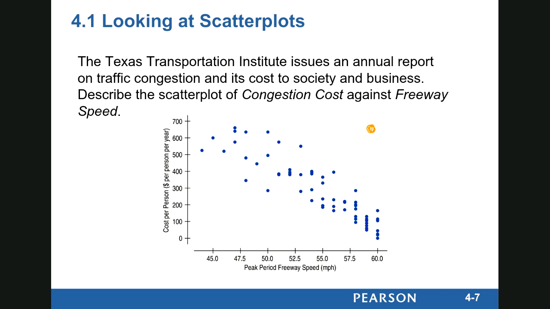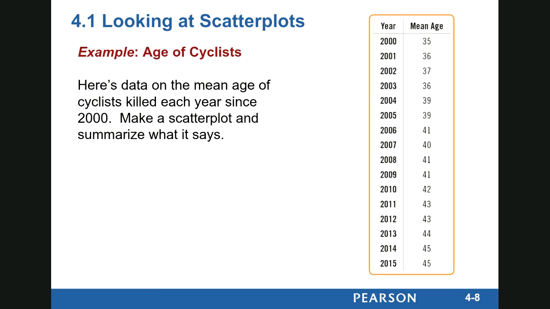Okay, so we're going to do a different example. Okay, so you're looking at two columns. The first column says year, second column says mean age. Again, this is a typical example you could get on the homework or the exam. So you're told to make a scatter plot and summarize what it says. Okay, first of all, what is this data? I'll give you some background.